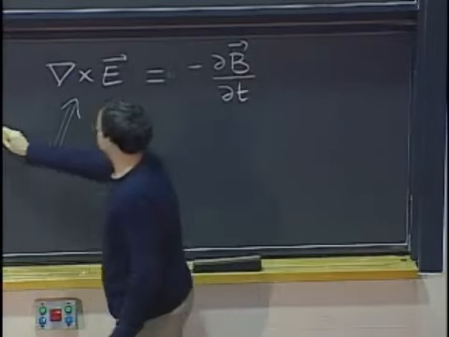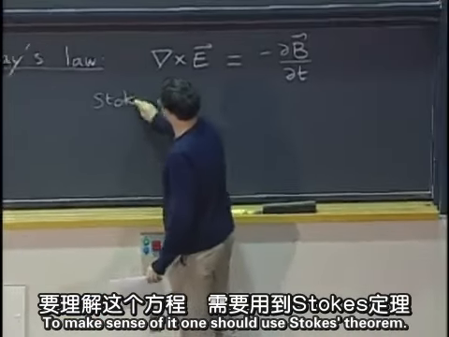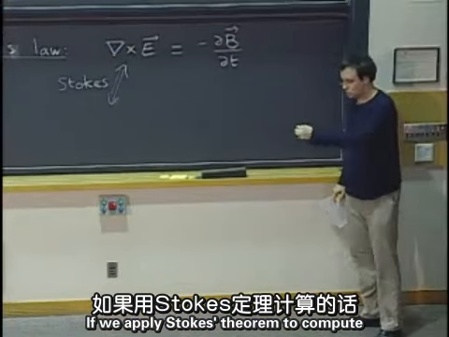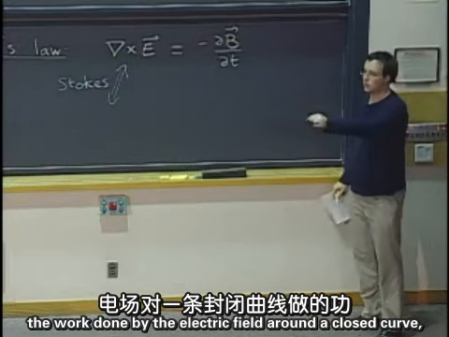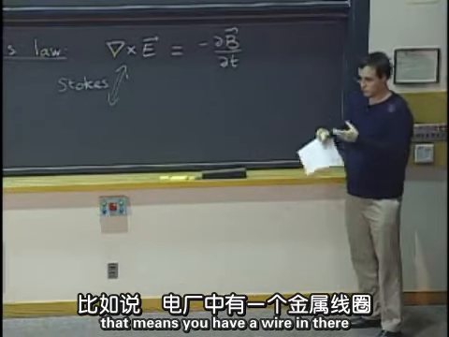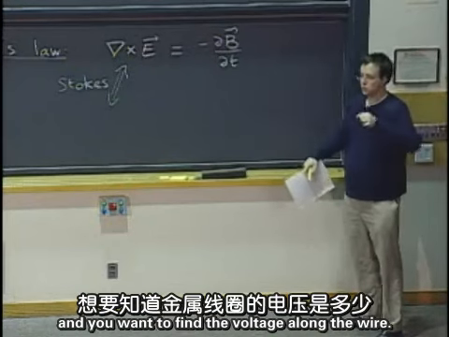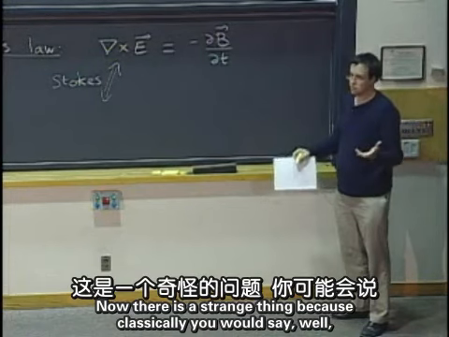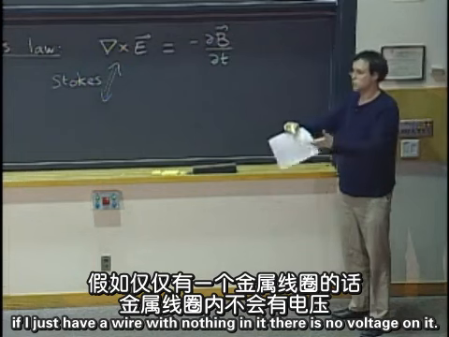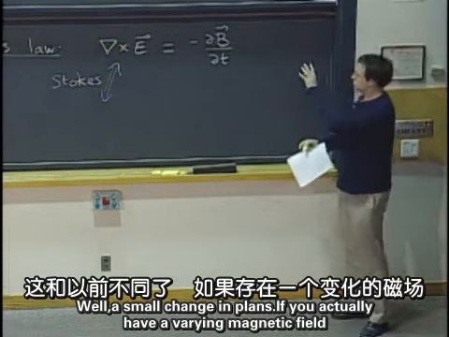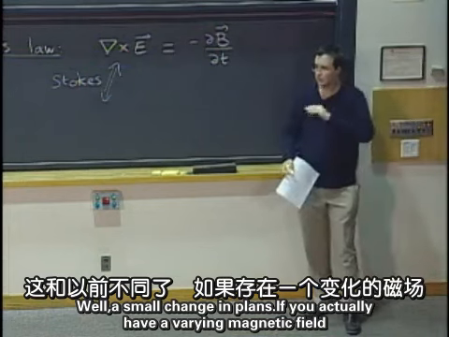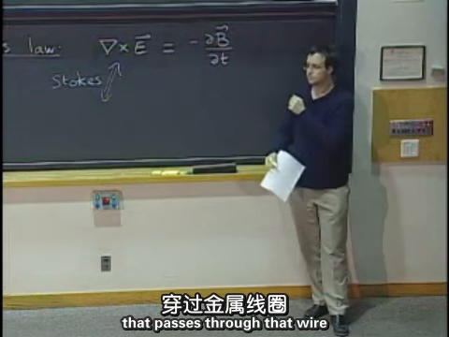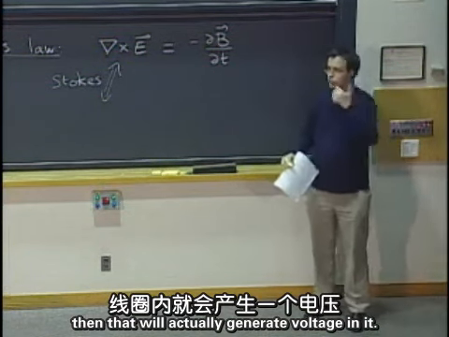So to make sense of it, one should use Stokes' theorem. Okay, so if we apply Stokes' theorem to compute the work done by the electric field around a closed curve, that means you have a wire in there, and you want to find the voltage along the wire. Now there's a strange thing, because classically, you would say, well, if I just have a wire with nothing in it, there's no voltage on it. Well, small change in plans, if you actually have a varying magnetic field that passes through that wire, then that will actually generate voltage in it.